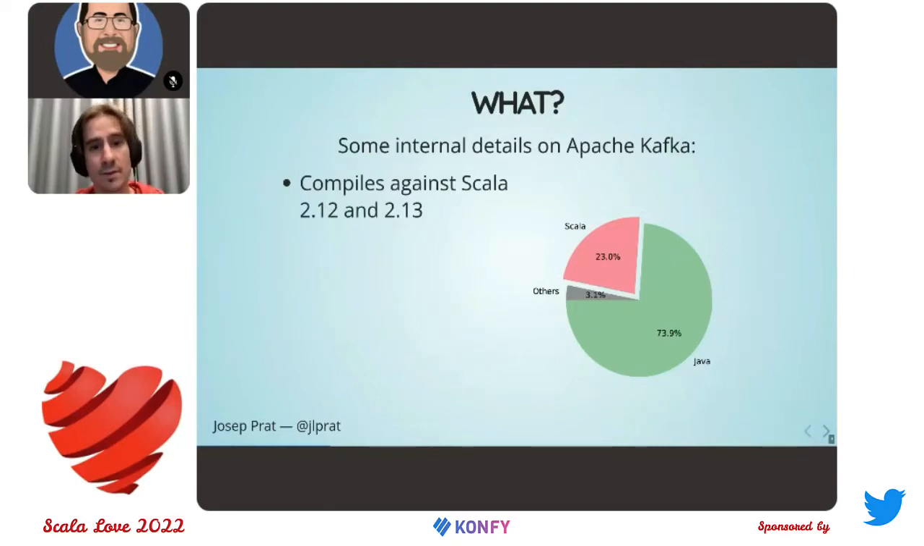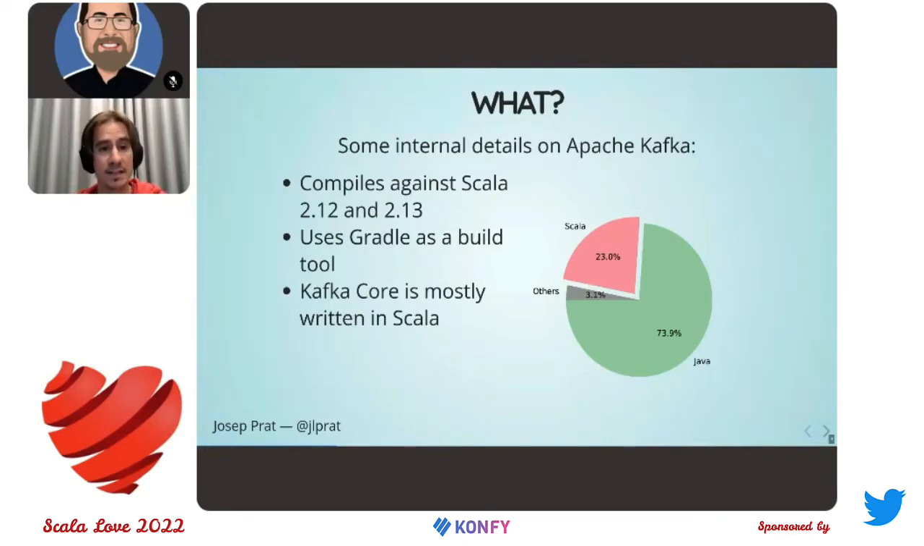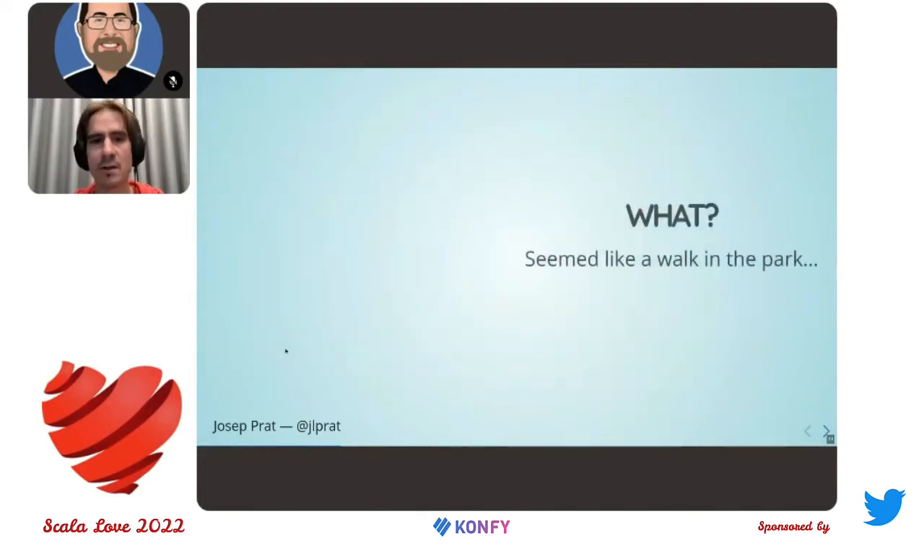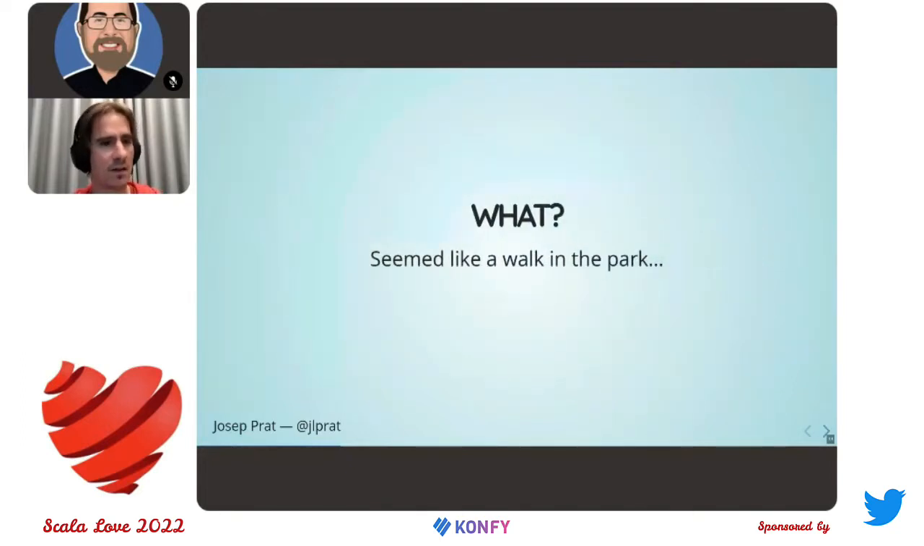Some facts about the Scala part of it. It compiles in Scala 2.12 and 2.13, so you might think we are quite good to start with. It's not that bad. It uses Gradle as a build tool. I maybe can see some frowny faces at this point in time, but it is what it is. Kafka core is mostly written in Scala, and the 23% of Scala code you see there is mostly in that module, so it sounded contained. And again, there were no macros nor type classes, so everything was kind of set up nicely. It seems like a walk in the park.